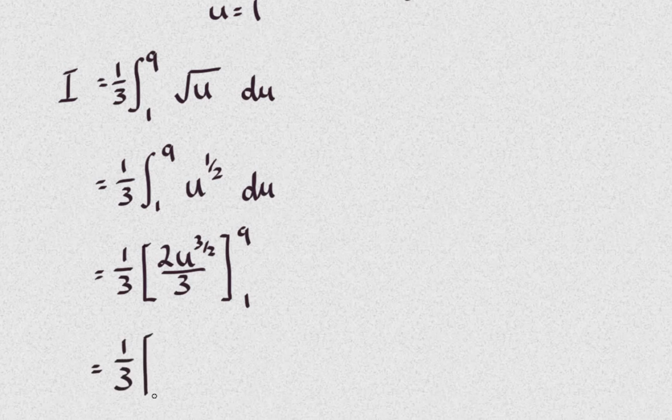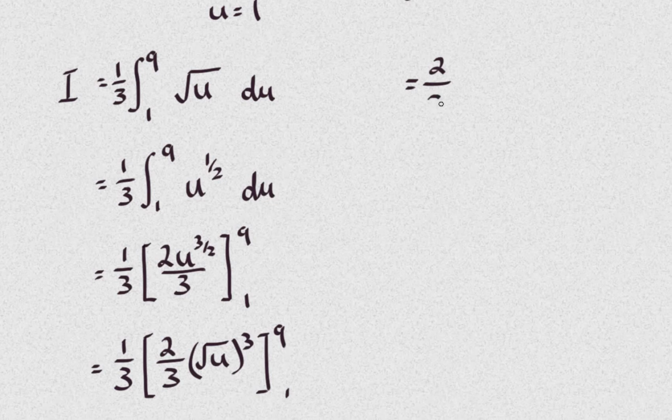And writing this in radical form, u to the power of 3 on 2, well, that is the square root of u all cubed. In previous examples, we have done the square root of u cubed, but in order to evaluate this mentally, it's probably easier to set it up like this. If we bring out the 2/3, this can make our calculation a little easier. So the 2/3 and the 1/3 give us 2/9. And then evaluating, we get the square root of 9 all cubed minus the square root of 1 all cubed.